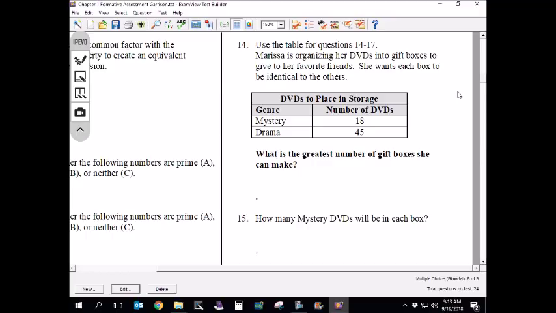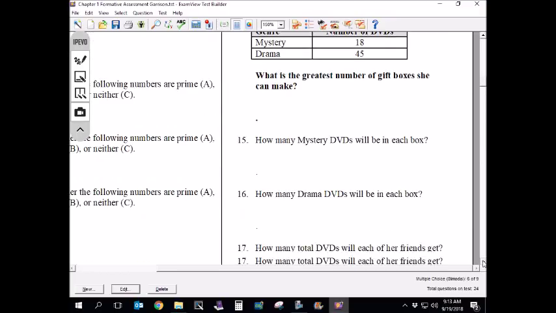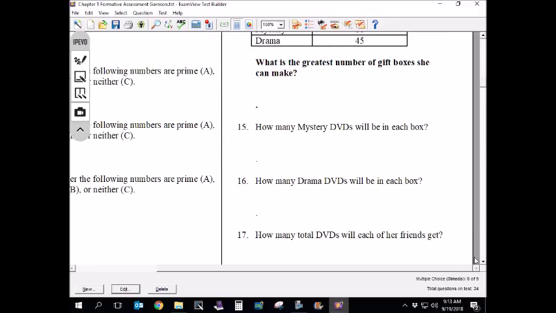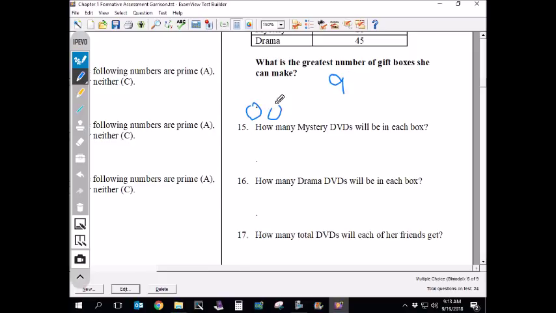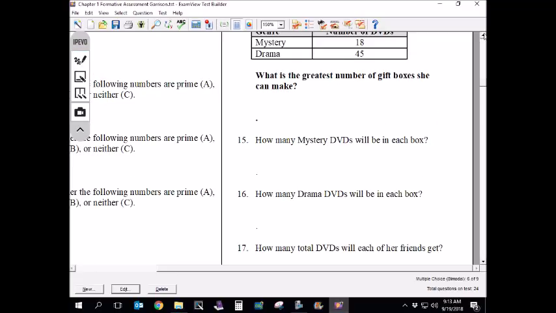Give yourself a check or an X on that learning target, please. Okay, now we already know that the answer for this one is 9, because we're making 9 boxes. So if I were to draw those boxes out, 3, 4, 5, 6, 7, 8, 9. There's my boxes, right?